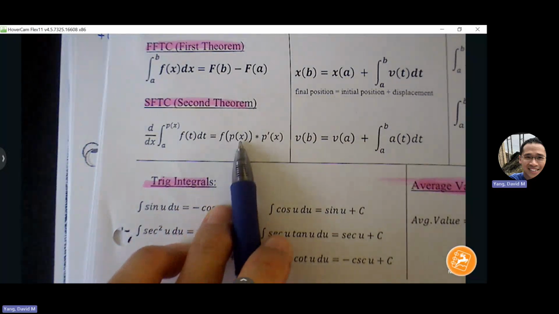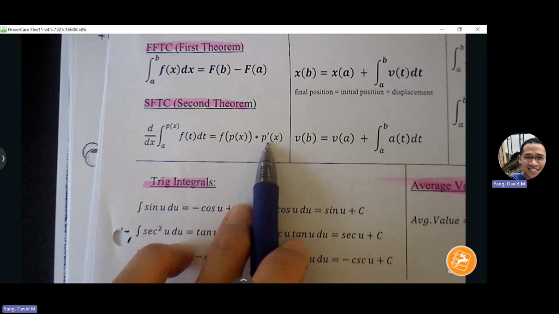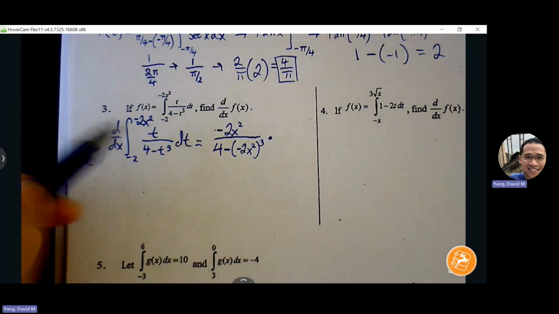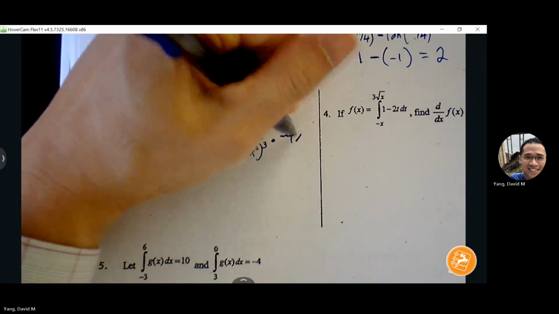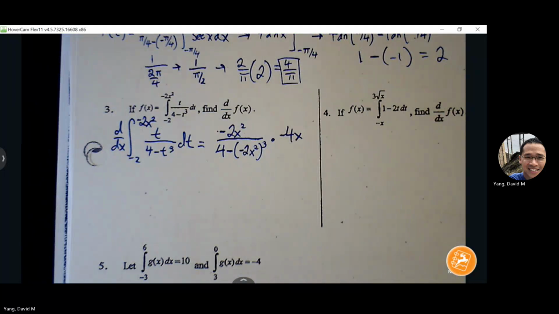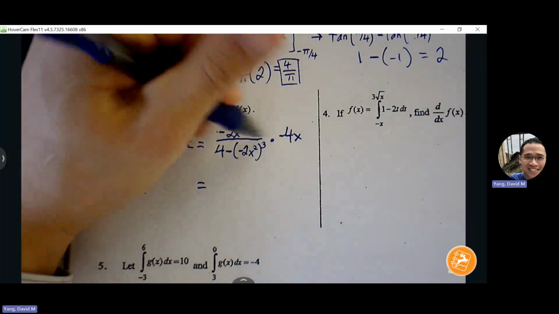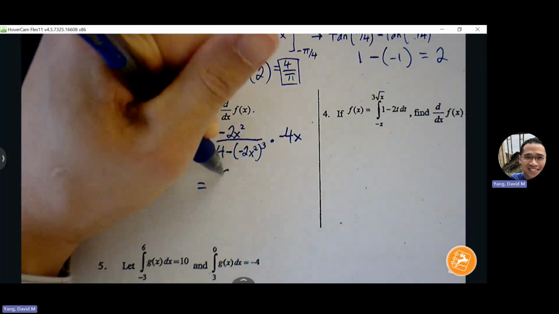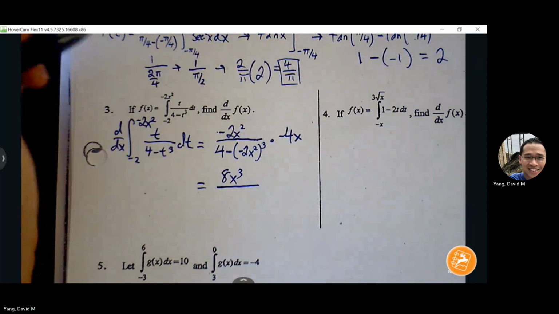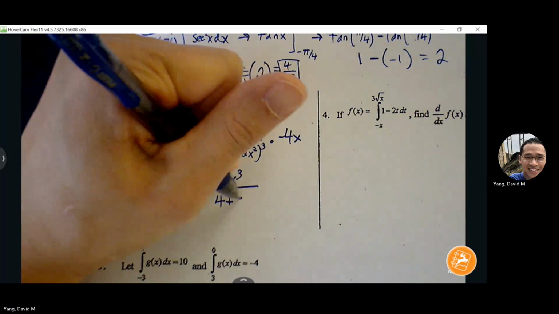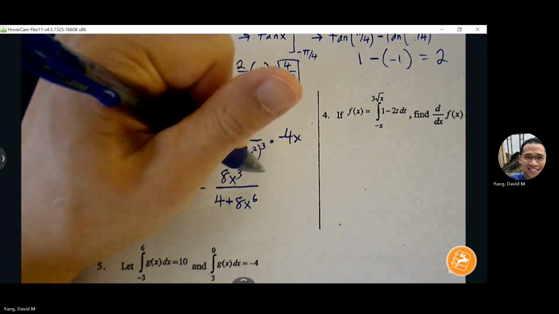That takes care of the f of p of x times p prime. So times p prime times what? Yeah, -4x. Okay, I'm just going to clean this up a little bit here. Multiply the numerators together, I get 8x cubed over 4 plus 8x to the 6th. This is fine.